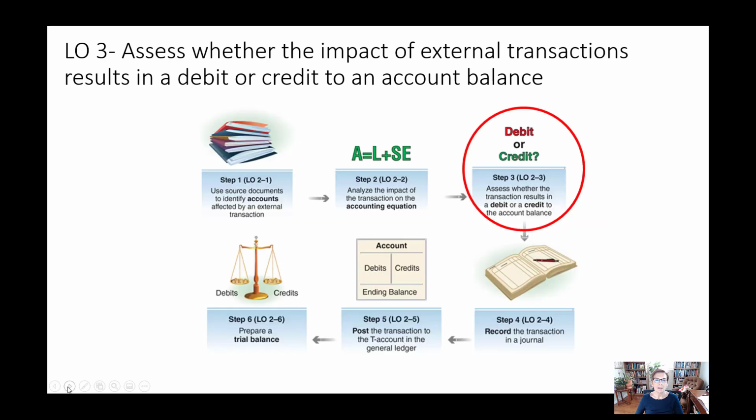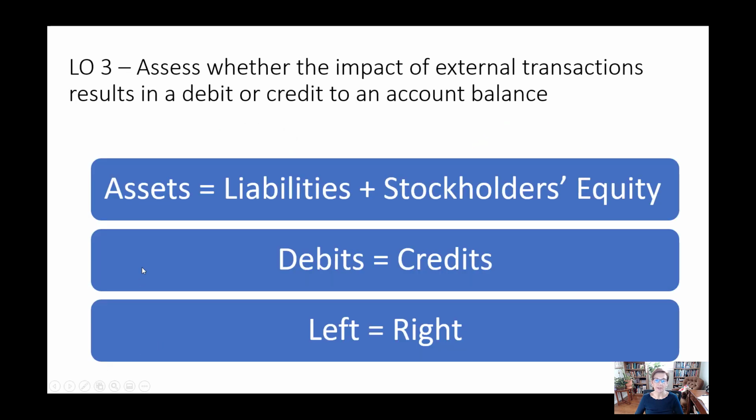Okay? All right, so now we're going to look at debits and credits. So a debit and credit is a way of recording an accounting transaction. Remember assets, remember we keep coming back to this, right? This is going to be your BFF. Assets equals liabilities plus stockholders' equity. Debits equal credits. Left equals right.